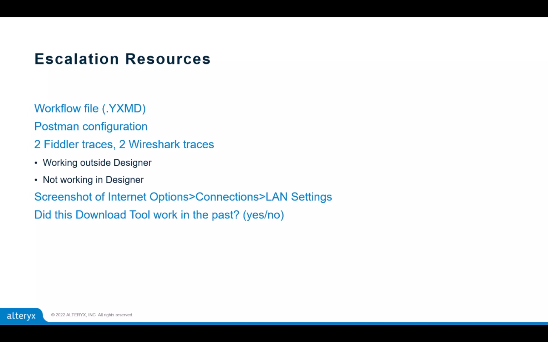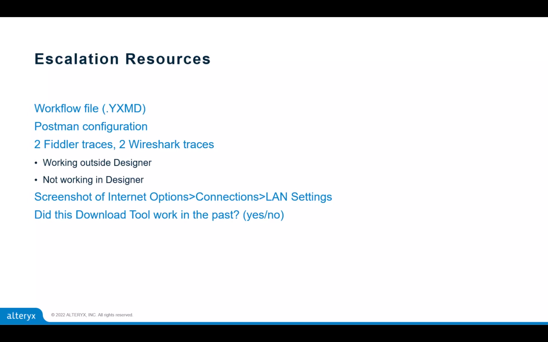We want two Fiddler traces and two Wireshark traces: one of each working outside Designer and one of each not working when run from inside Designer. This can really be done in one trace each. However, sometimes those files can get really big, which is why I separated them out into two. It's really up to your preference.